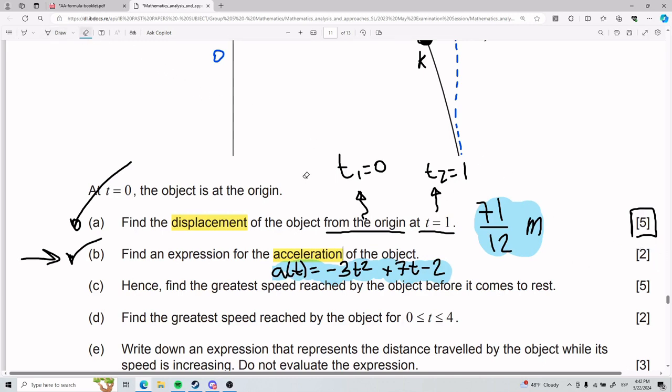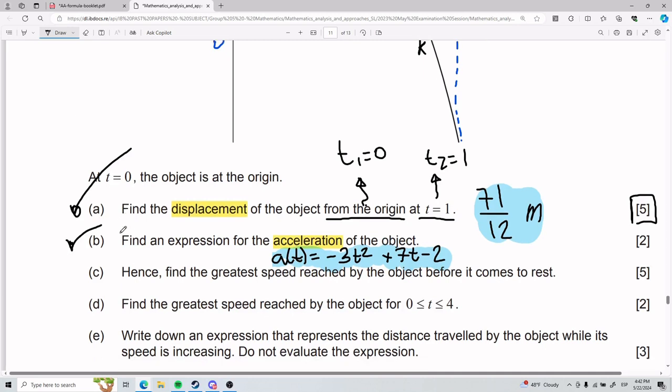So again, just test taking skills. Be on the lookout for this kind of stuff. Here's an example where part B has nothing to do with part A. So you can just do part B and get 2 points, which is better than nothing.